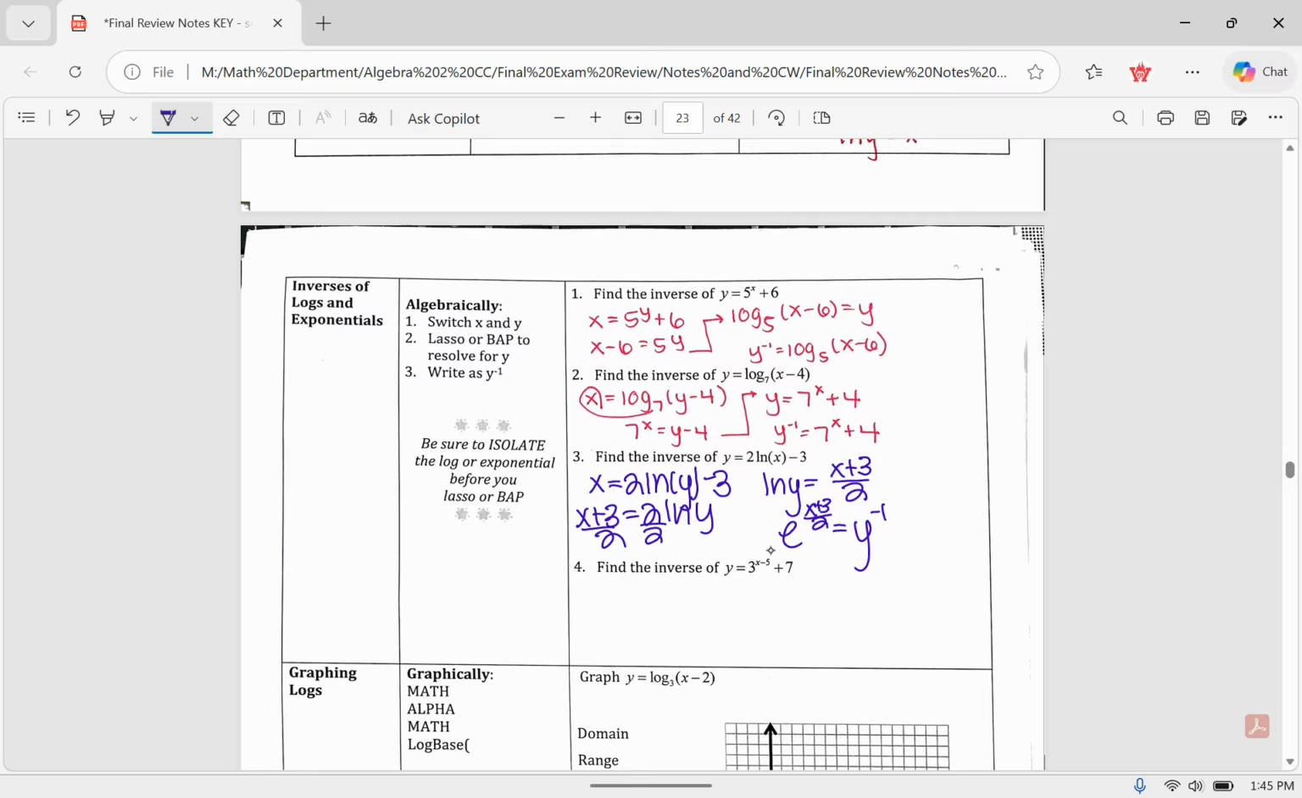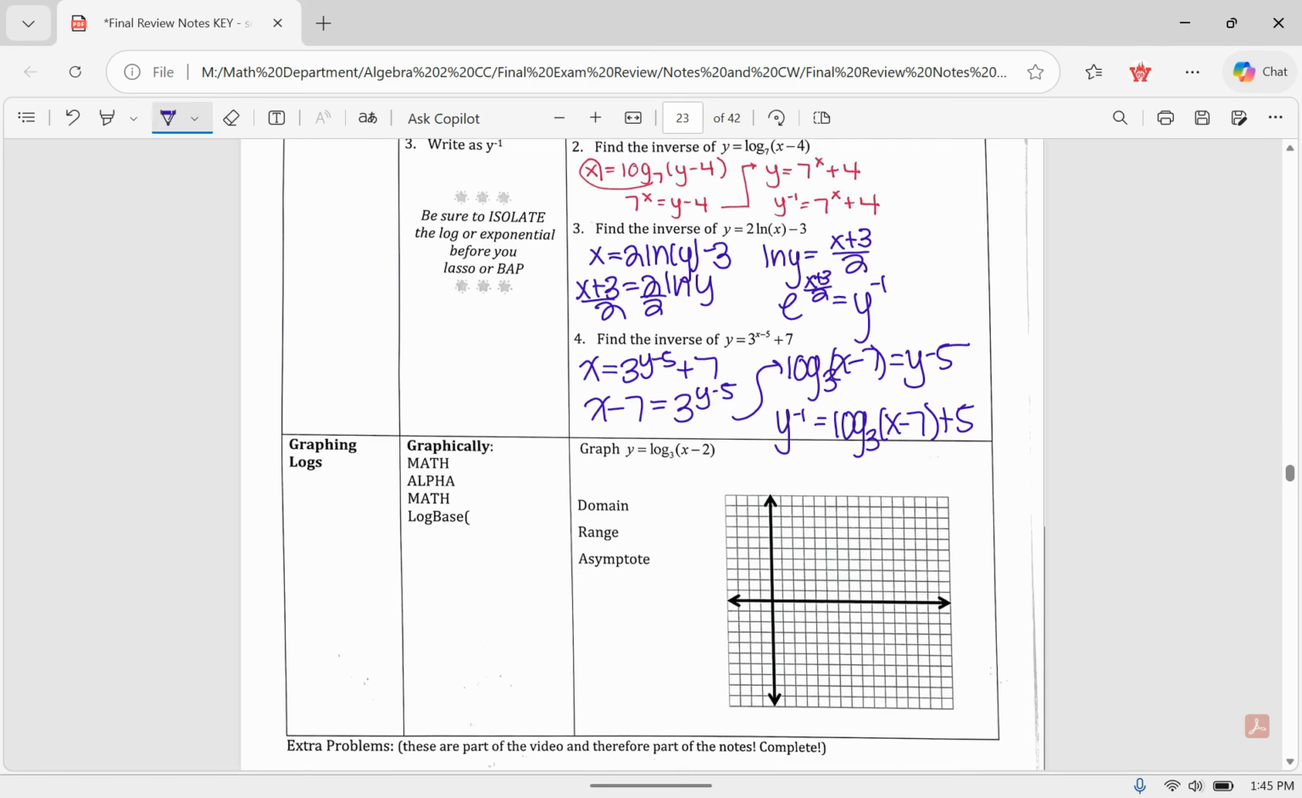Okay, same idea. Now this is an exponential, so I want to find the inverse of it. X equals 3 to the Y minus 5 plus 7. Isolate the exponential. And then BAP, so log base answer equals power. And then add the 5 over. So the inverse would be log base 3 of X minus 7 plus 5, by moving that 5 back over. And notice how the 5 doesn't combine with the minus 7. That's corresponding to a shift to the right 7 units.